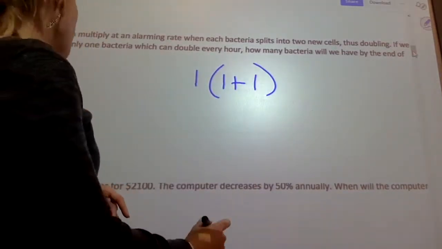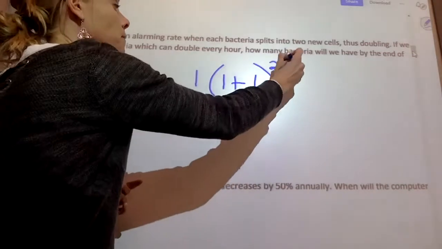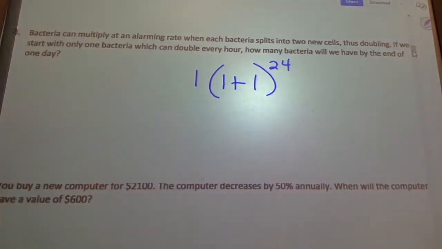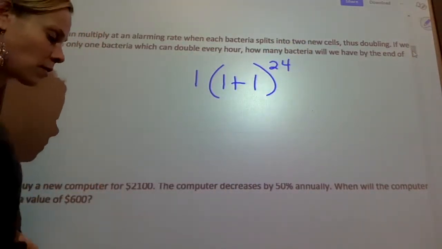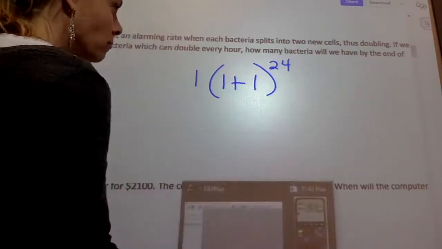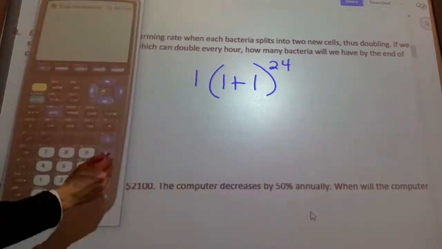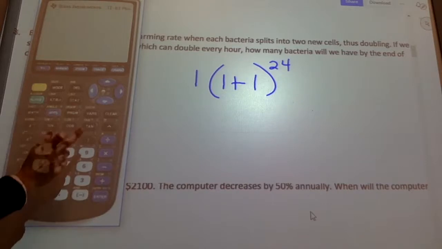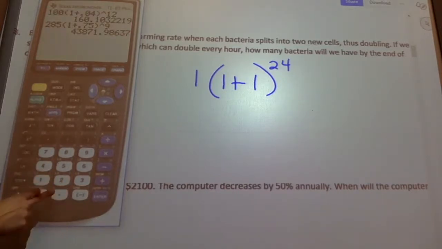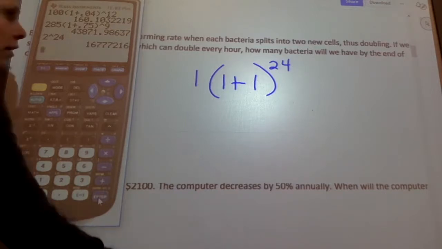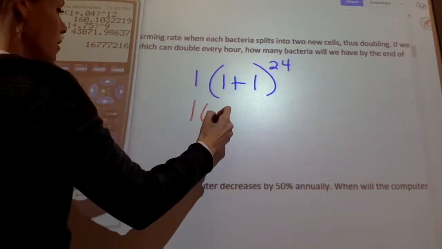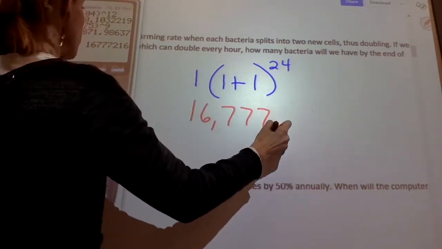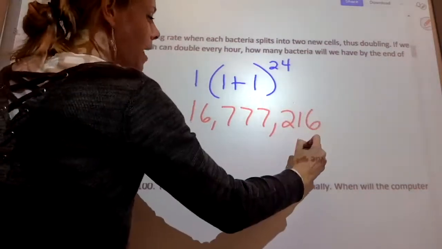And then how many hours in a day? 24. Put that in my calculator. So if I wanted to use some mental math, I could just say 2 to the 24th power. So I get, let's see, 16,777,216 bacteria.